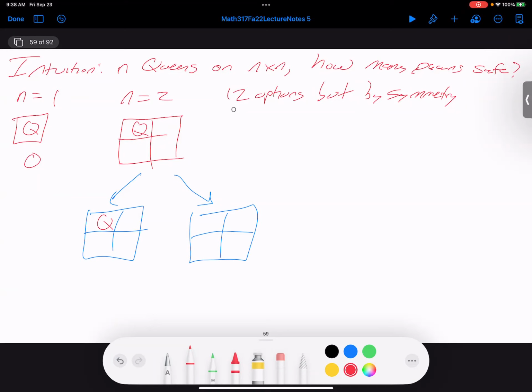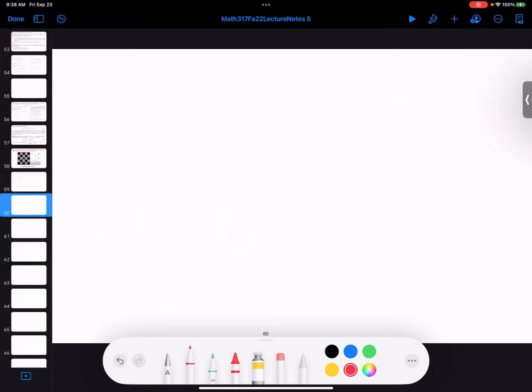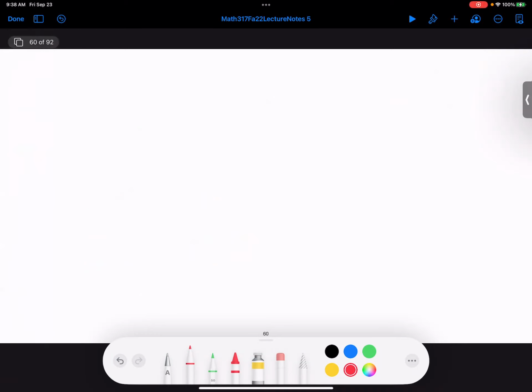To the right of the queen and then diagonal. Okay, so I could go to the right of the queen, which is the same as going below. Or I could go diagonal. So there's only two possibilities by symmetry. This is a lot easier to check than going through all 12 possibilities. And the answer is still 0.